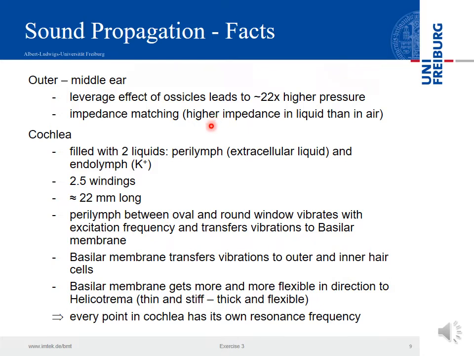The cochlea is filled with two liquids, the perilymph, that's the extracellular fluid, and the endolymph with a high potassium concentration. The cochlea is about 22 millimeters long with 2.5 windings, and the amazing thing is that the size of the cochlea is already reached when a child is born. That means over our complete life the cochlea stays at the same size.